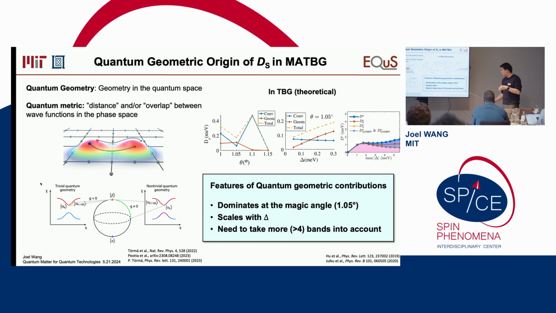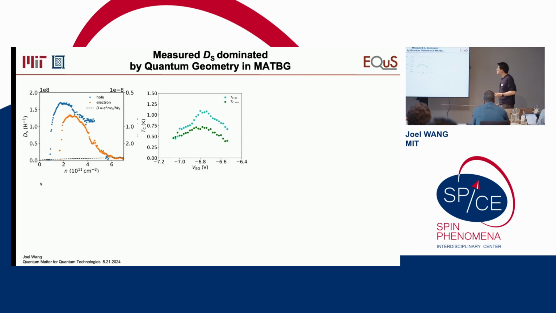And also, like I said, we need to take more because there are more bands that come into play that contribute to this quantum geometry. So like I said, we're able to measure the kinetic inductance, which is inversely related to the superfluid stiffness. Here I'm showing you a plot of the two superconducting domes of the same devices, for both the electron and hole regions. We plotted this normalized with the dimension. This is the superfluid stiffness of our devices as a function of carrier density.